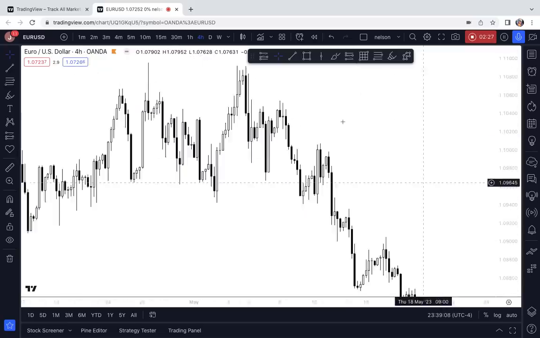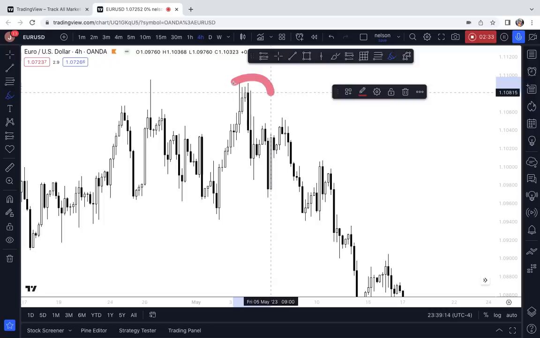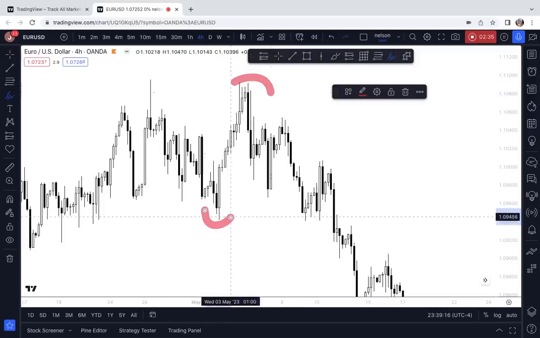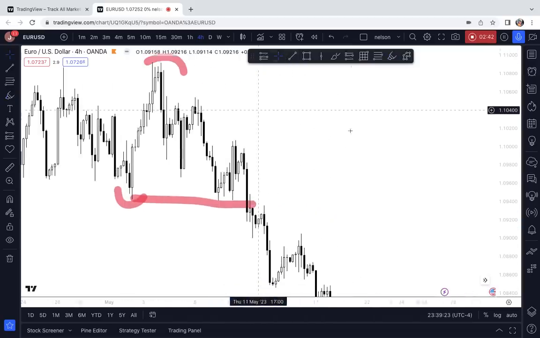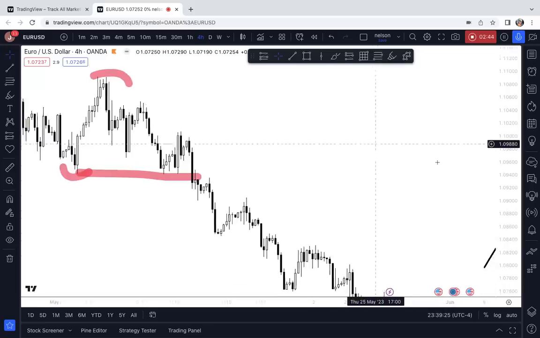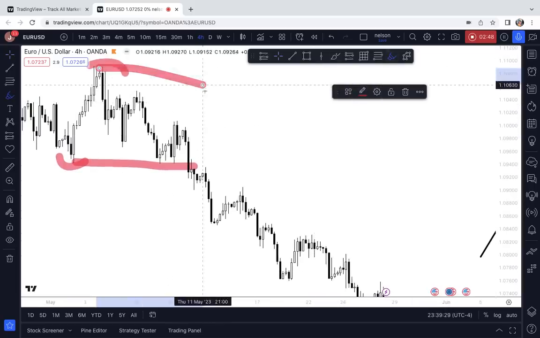So for instance, we start up here, right? We saw how our range was from here to here. But then the price took out the low, therefore making a new range, which was now this high and this low.